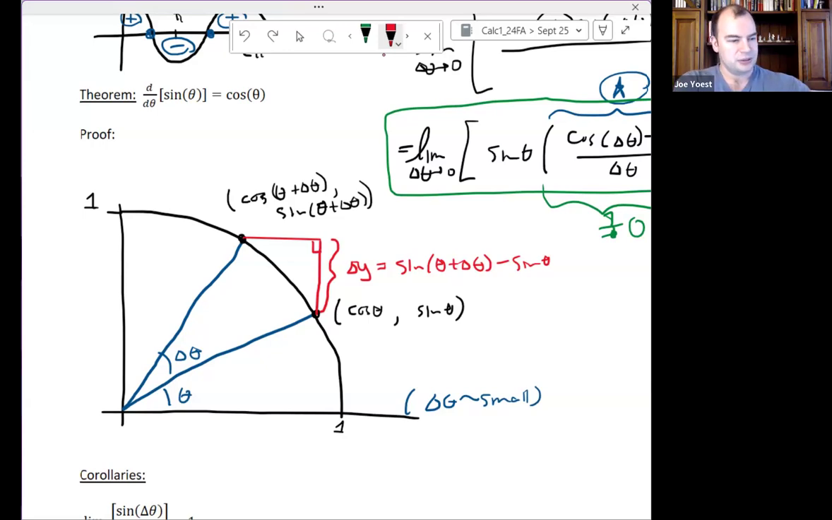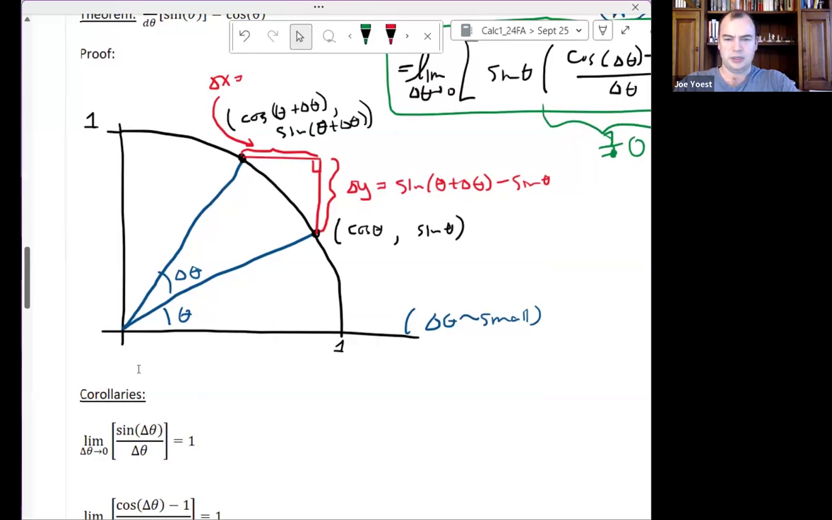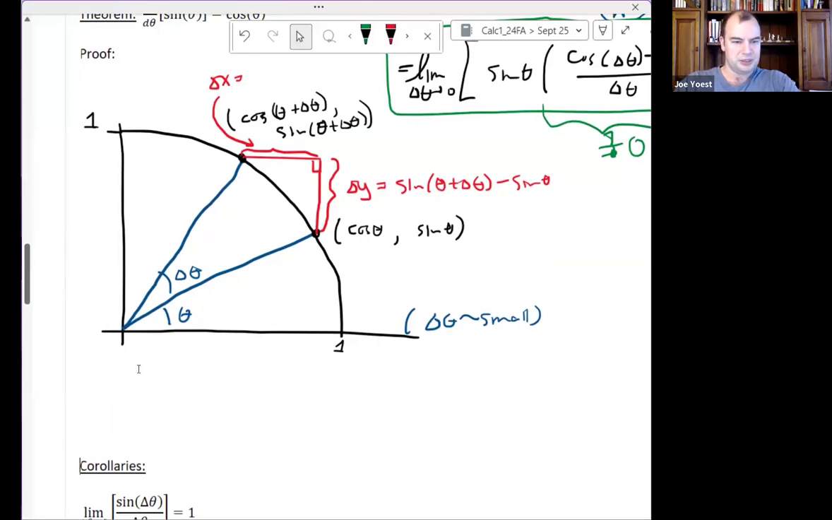All right, so I'm working my way towards something that looks like a derivative here. I would also like to know what is delta x. So delta x is going to be the length of this horizontal line here. Let me get a little more space down here.